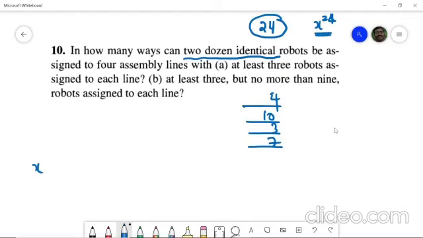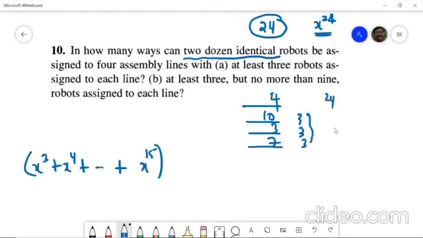Plus, up to how much will it go? Each of them should have at least 3. So the maximum that can go for one assembly line: in total there are 24, so these 9 should be given to the others also, so the maximum they can go is up to x raised to 15. This can happen for each of the assembly lines. So you will find the coefficient of x raised to 24 from this product.